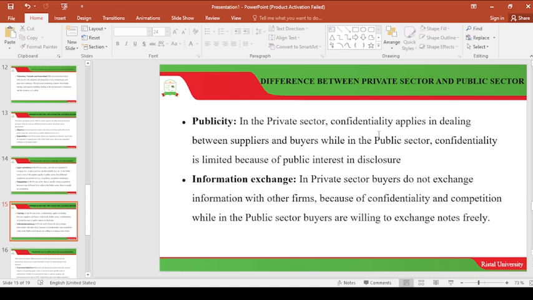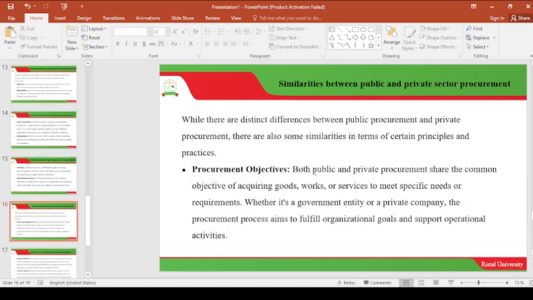So, information exchange. In the private sector, buyers do not exchange information with other firms because of confidentiality and competition. While in the public sector, buyers are willing to exchange notes freely. So those are a few differences between the private sector and the public sector. And I know those few points can help guide you to understand public sector and private sector procurement. So let's look at the similarities.